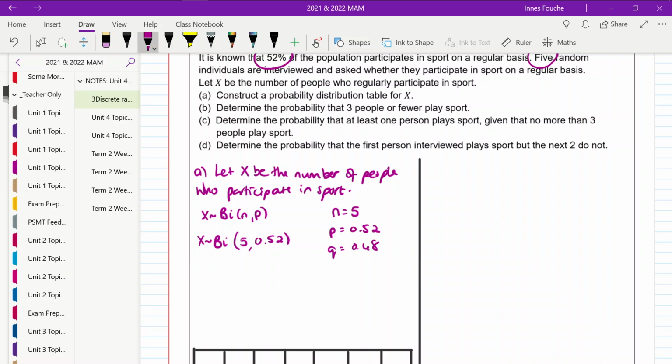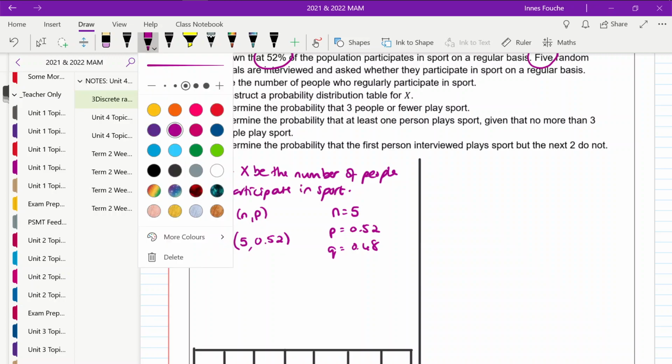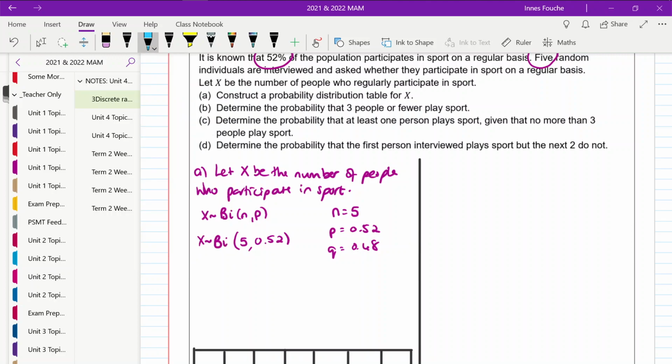0.52. Now I'm going to tell you what all the buttons are to push on your calculator. It will seem a little bit overwhelming to start, but once you've done it a few times, it starts to feel okay. So what you're going to push is stat, and in list 1, you're going to put 0, 1, all the way up to 5. That's because we're interested in 0 people, all the way up to 5 people participating in sport.